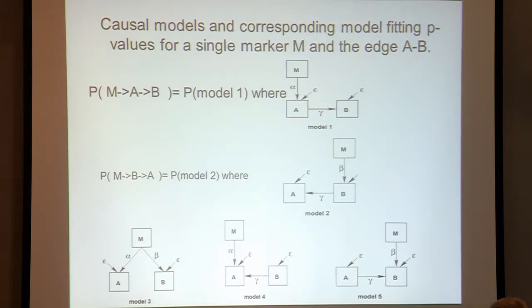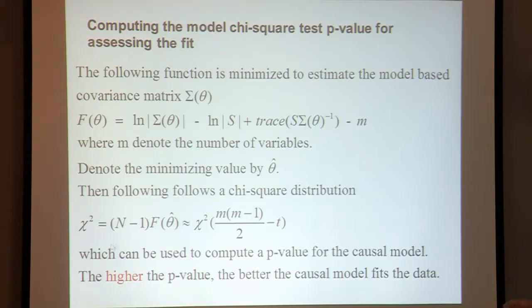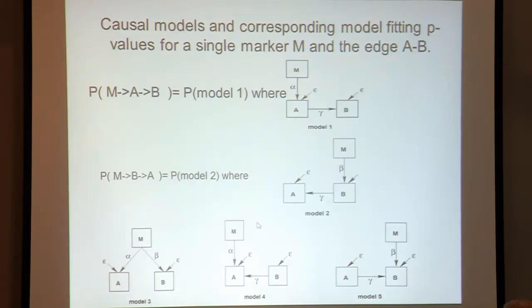All right, and then for each model, we calculate a p-value based on this chi-square statistic that I mentioned. And so we end up with 5 different p-values. In principle, selecting a causal model is rather straightforward because you could say, well, I choose the causal model with the highest p-value as the one that fits my data. It's as simple as that.